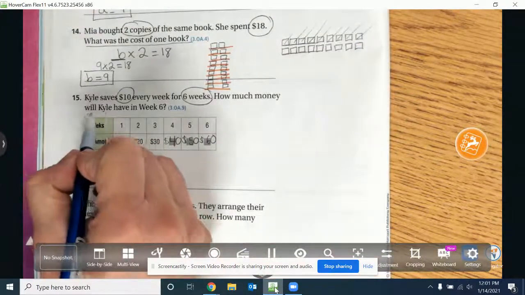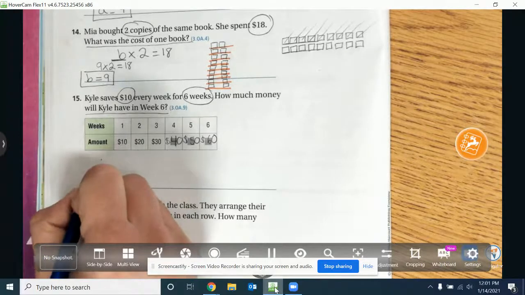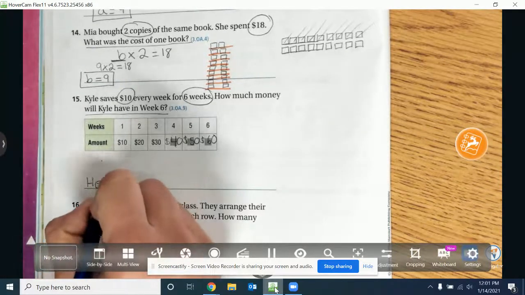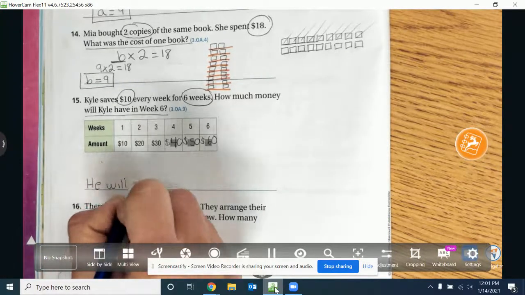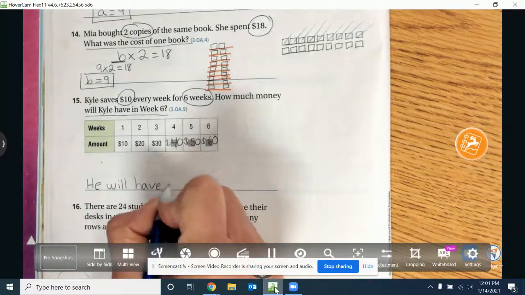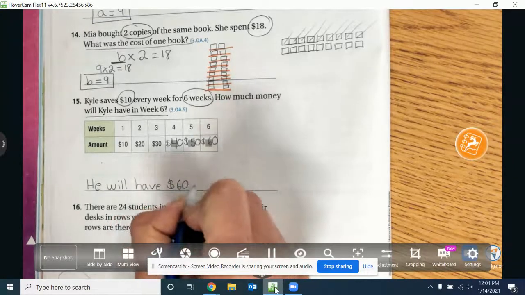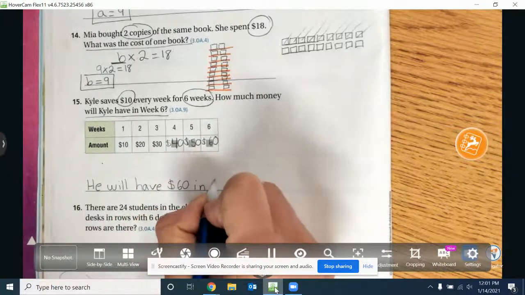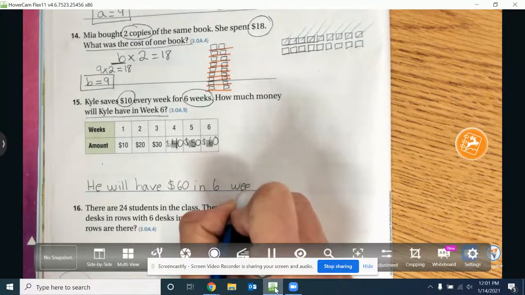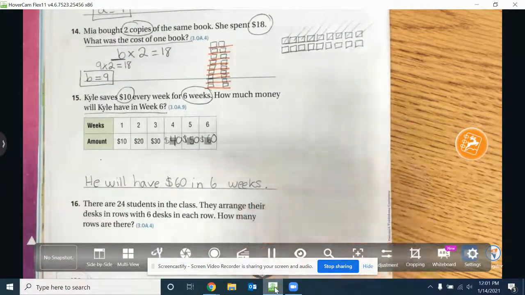So how much money will he have in 6 weeks? He will have $60 in 6 weeks. Make sure you are doing this with me. Again, you can pause this at any time.